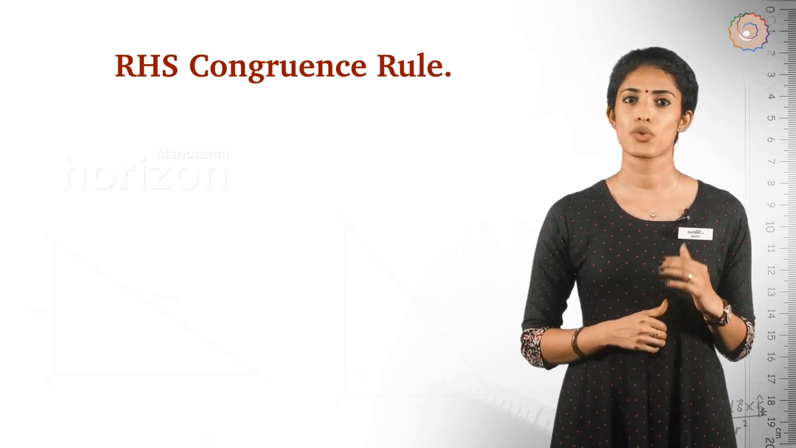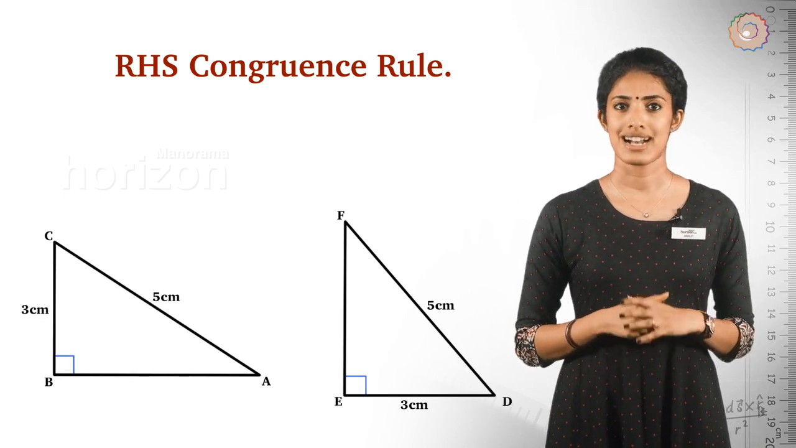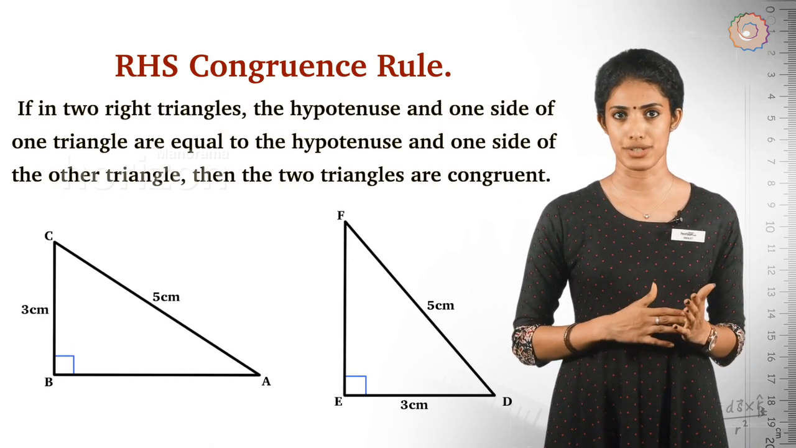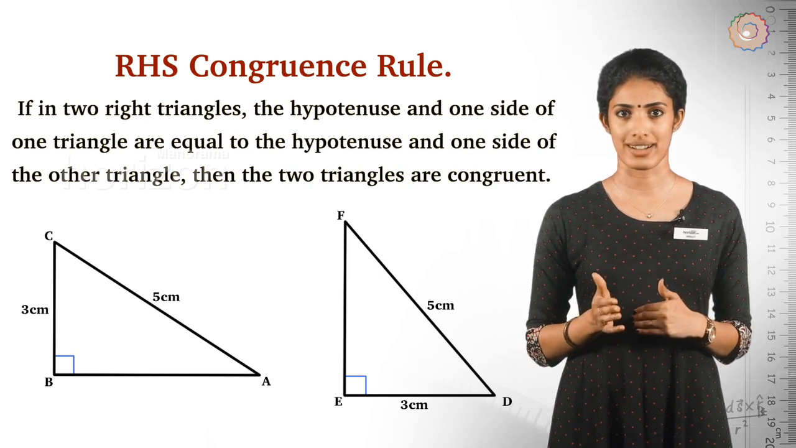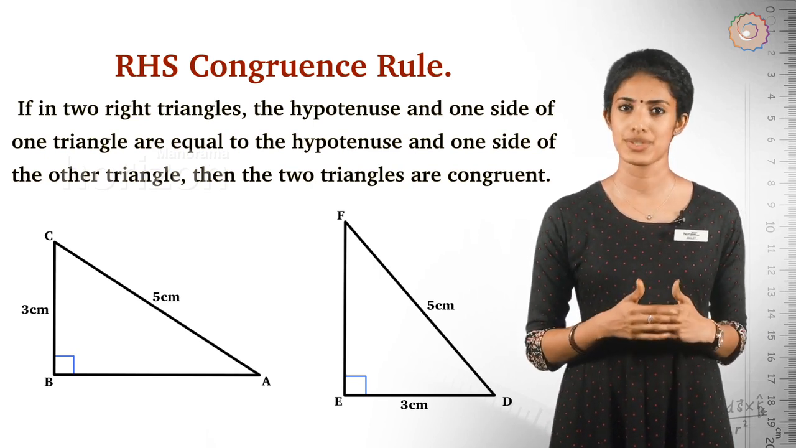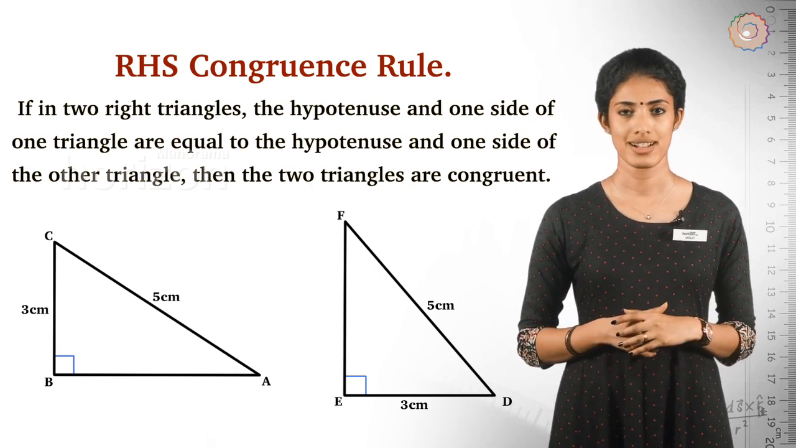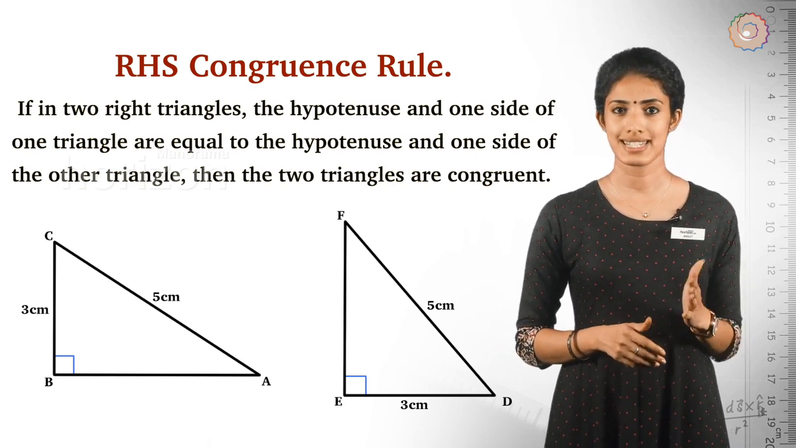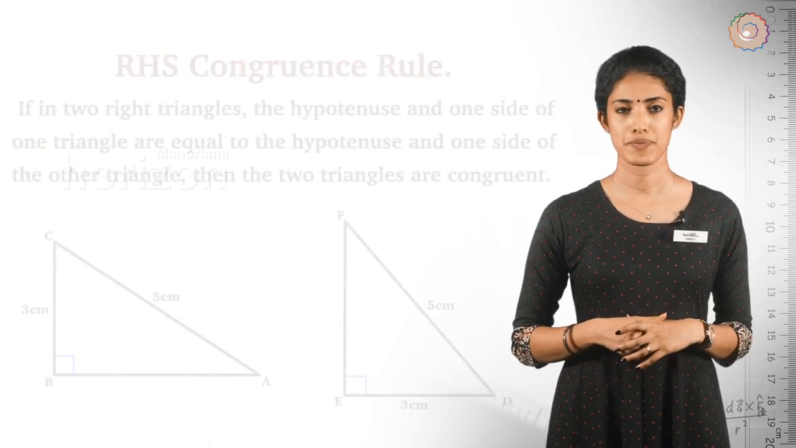Now, let us discuss the final criteria for congruency of triangles, which is the RHS congruence rule. So, what does that state? As you notice from the figures, if in two triangles the hypotenuse and one side of one triangle are equal to the hypotenuse and one side of the other triangle, then the two triangles are said to be congruent. Let us consider an example to prove the same.